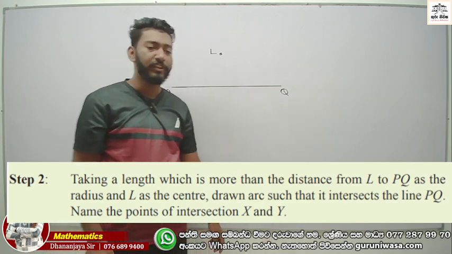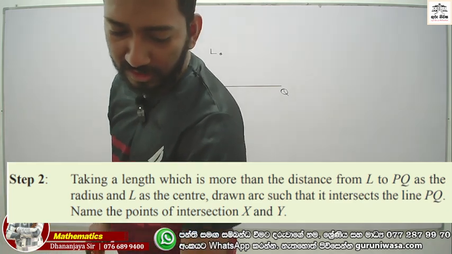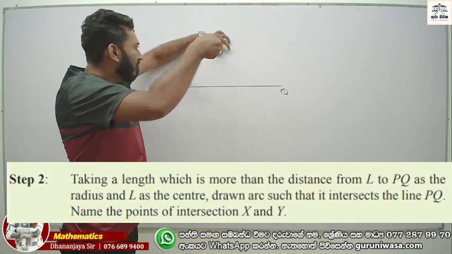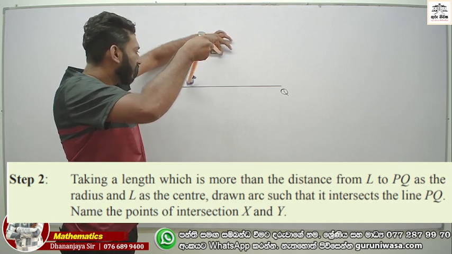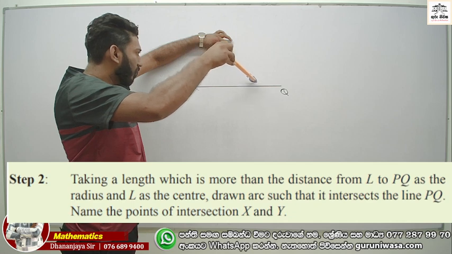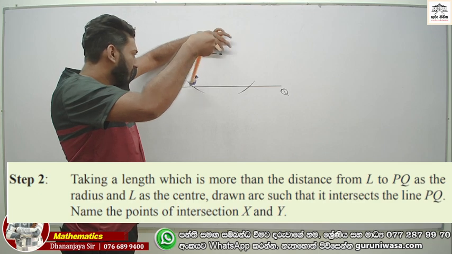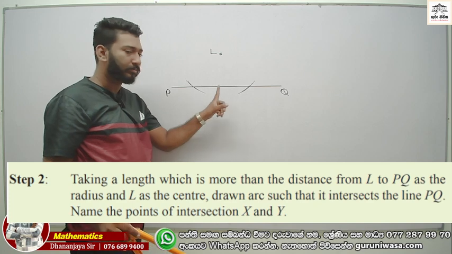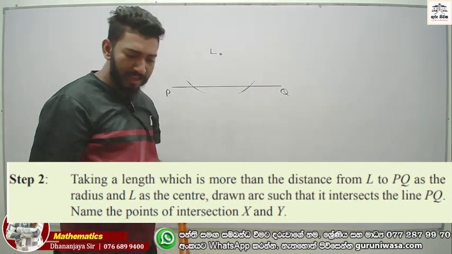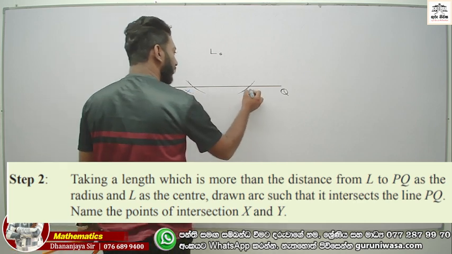Now draw an arc such that it intersects the line PQ. Name the points of intersection X and Y. Now look at the board. Now I'm going to draw the circle with center L. When I draw the circle, I have two intersection points like this. Name the intersection points as X and Y. Now this is X, this is Y.